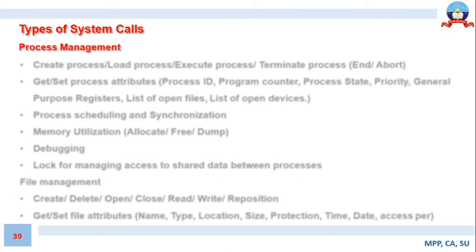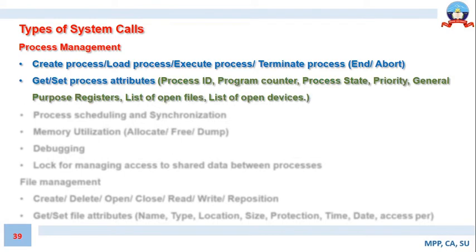To begin with, let us discuss some of the important system calls that are associated with process management. The first is creation of process, loading of process, execution of process, and termination of process. These are some of the important system calls associated with process management. They allow you to create a process, load a process, execute a process, and terminate a process. So associated with all of these activities, you have system calls in the operating system.